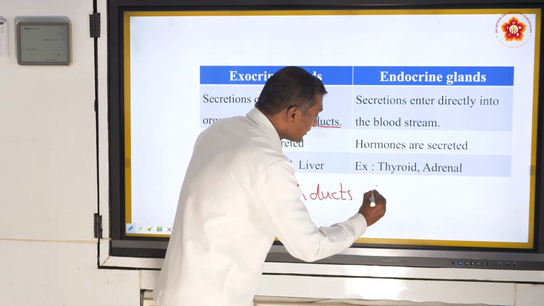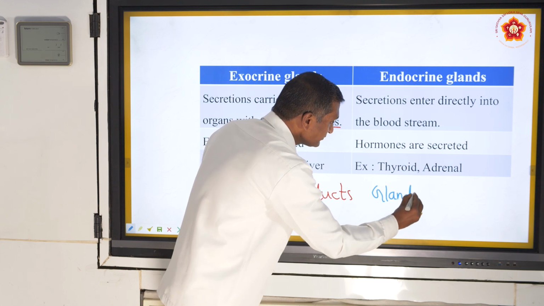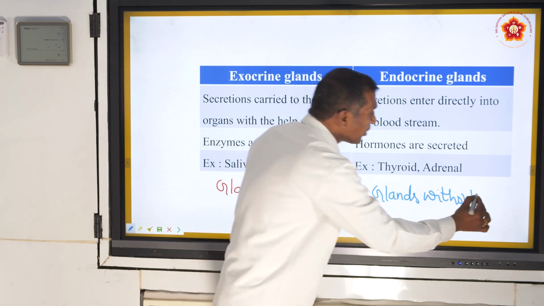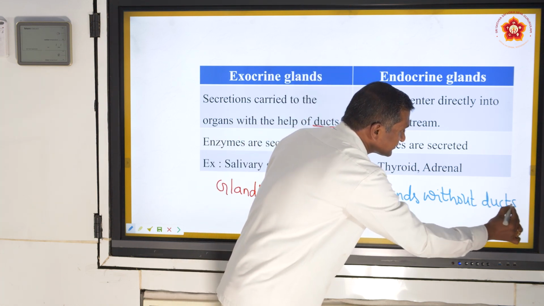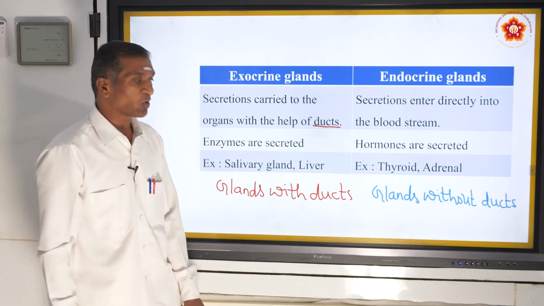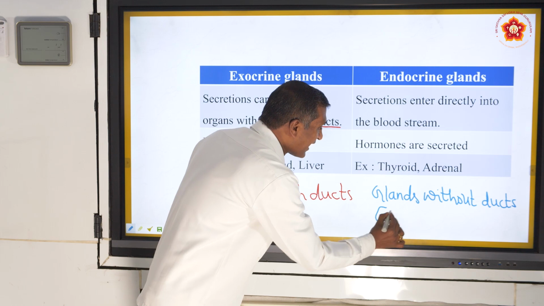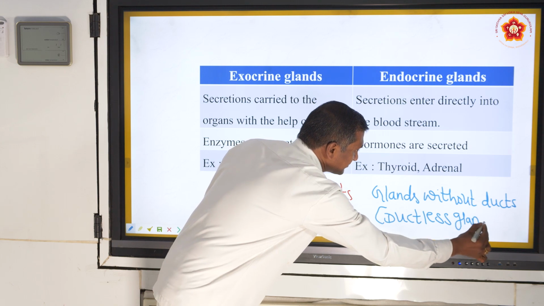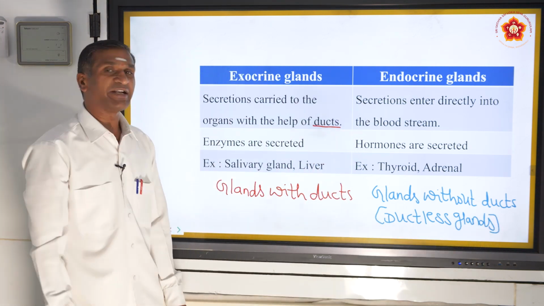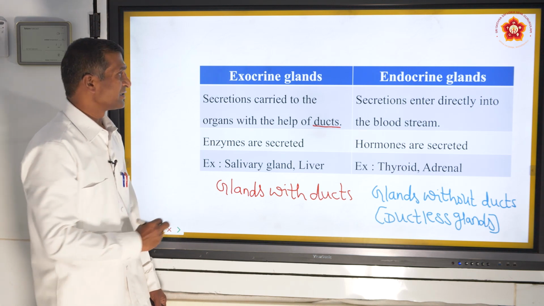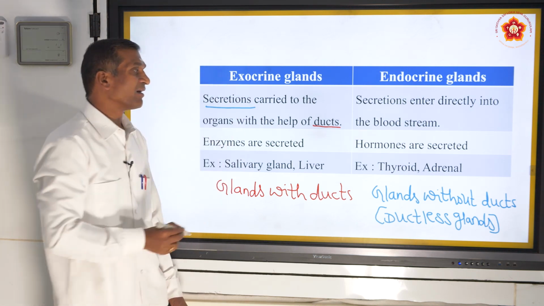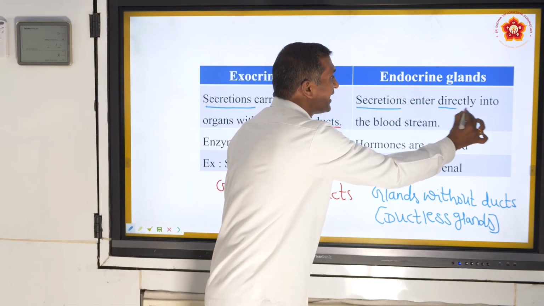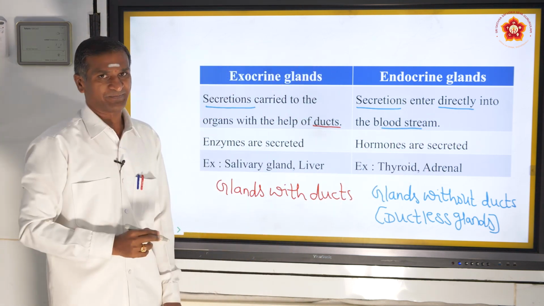And these glands without ducts. These are glands without ducts, which we call in short ductless glands. Endocrine glands are ductless glands. So the secretions of exocrine glands are carried with the help of ducts, whereas the secretions of endocrine glands directly enter the bloodstream.